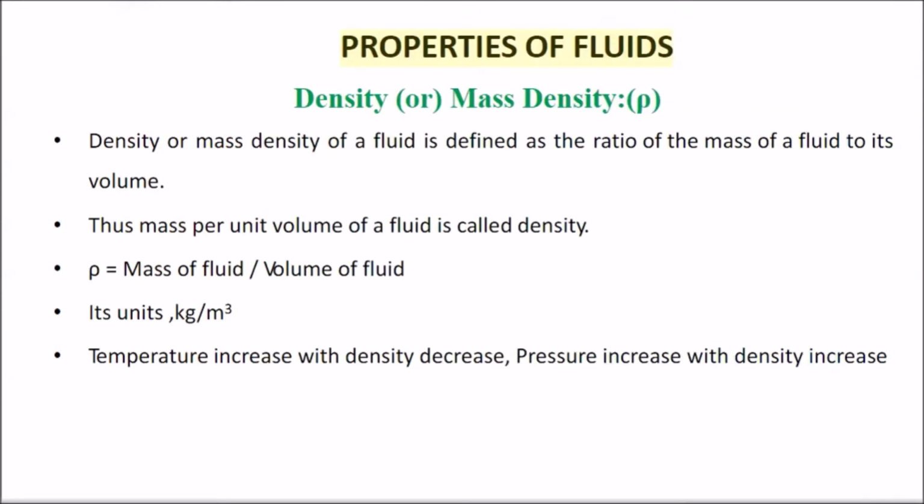Properties of fluids. Density, or mass density. Density or mass density of a fluid is defined as the ratio of the mass of a fluid to its volume. Thus, mass per unit volume of a fluid is called density. Density equals mass of fluid over volume of fluid. Its unit is kg/m3. As temperature increases, density decreases. As pressure increases, density increases.